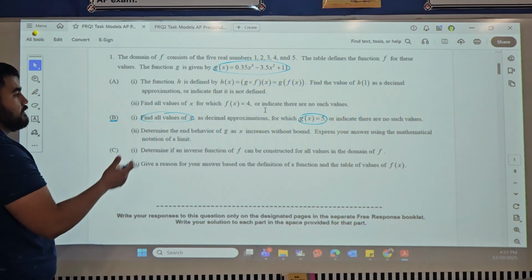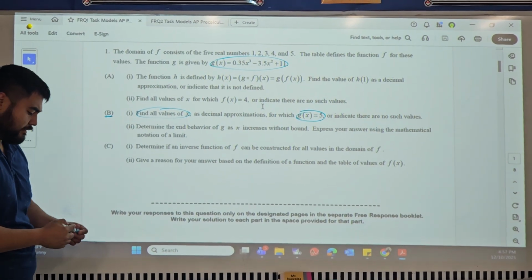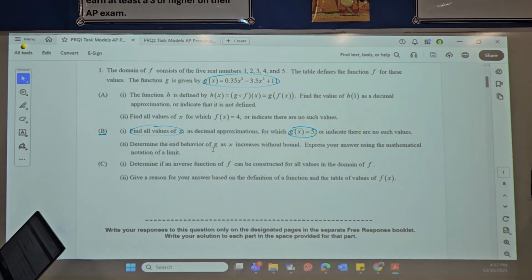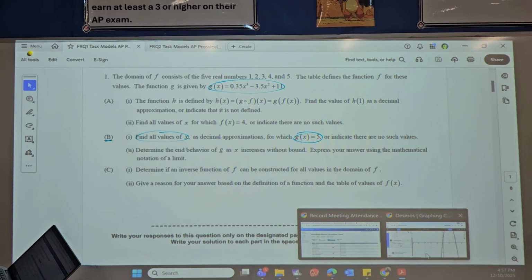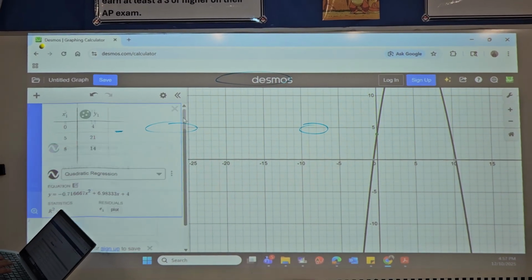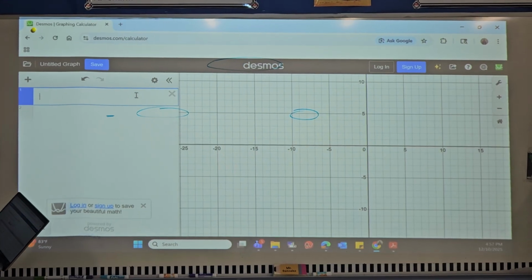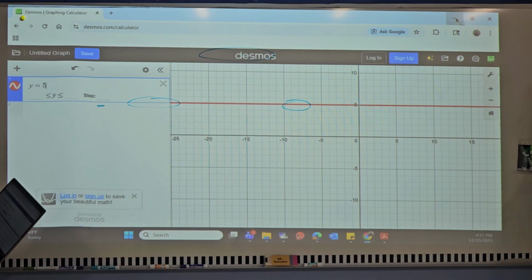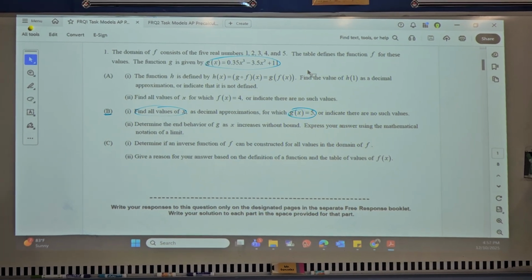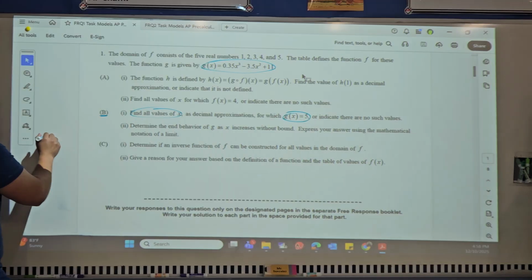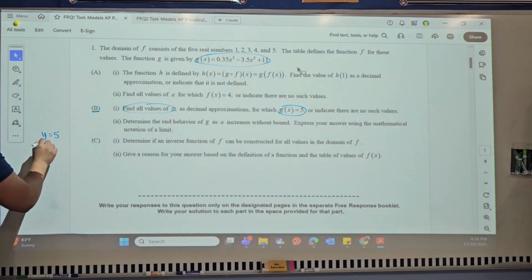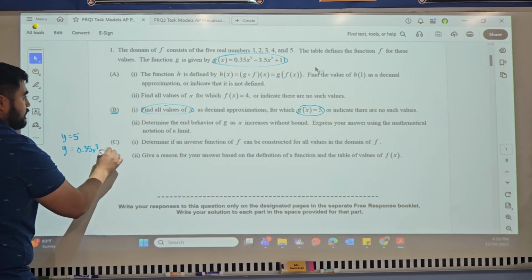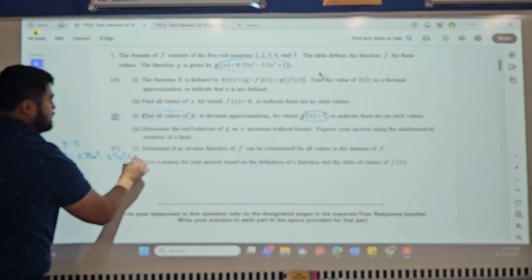So now, what do we do? Well, again, calculator. Go to decimals. And we need to find all the values. So, going back over here, if I get rid of this now, because I don't need that no more, I believe one of them is y equals 5, which is g of x equals 5. And the other one, let me write it here, so I won't lose it. Y equals 0.35 x cubed minus 3.5 x squared plus 11.